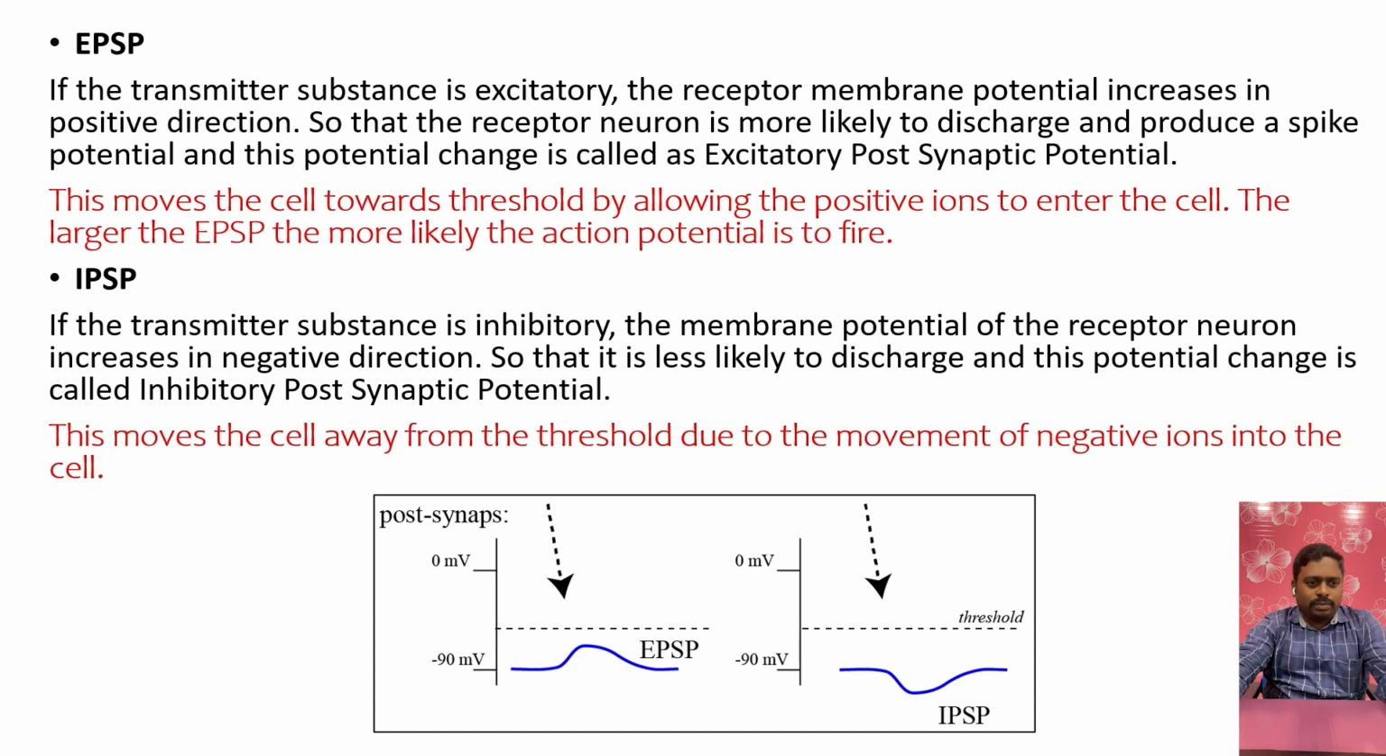Next, IPSP. If the transmitter substance is inhibitory, the membrane potential of the receptor neuron increases in the negative direction. See here, in EPSP, it is in the positive direction. In IPSP, the potential increases in the negative direction, so that it is less likely to discharge, and this potential change is called inhibitory postsynaptic potential. This moves the cell away from the threshold due to the movement of negative ions into the cell.